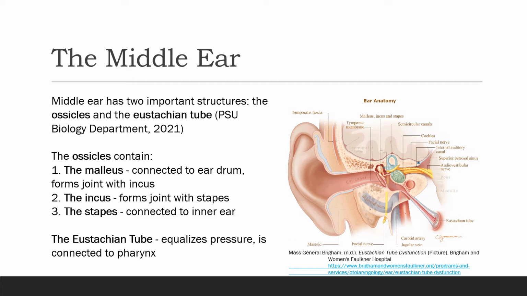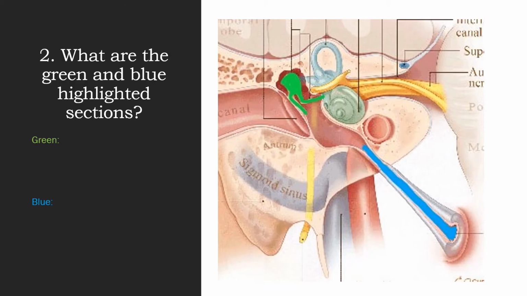The eustachian tube helps to equalize air pressure within the tympanic membrane and is connected to our pharynx through the middle ear. For the second quiz question, there are two highlighted sections of the middle ear. They are the green section and the blue section. What are the names of them? The green is the ossicles, and the blue is the eustachian tube.